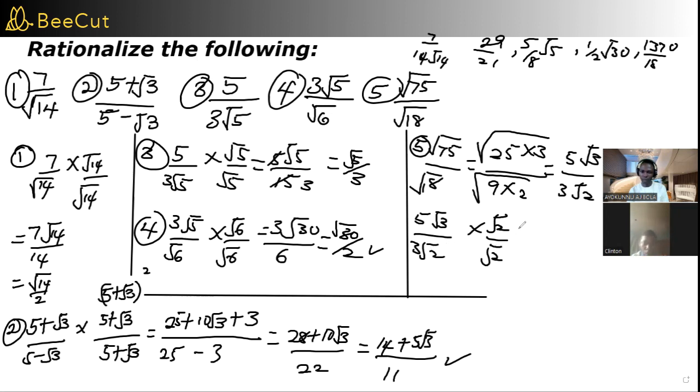I have 5 root 3 over 3 root 2 times root 2 over root 2. Then I have 5 root 6 all over 3 times 2. Where did I get the 2 from? Root 2 times root 2 is root 4, and the square root of 4 is 2. And now I have 5 root 6 over 6 as the final answer. I believe that is clear.